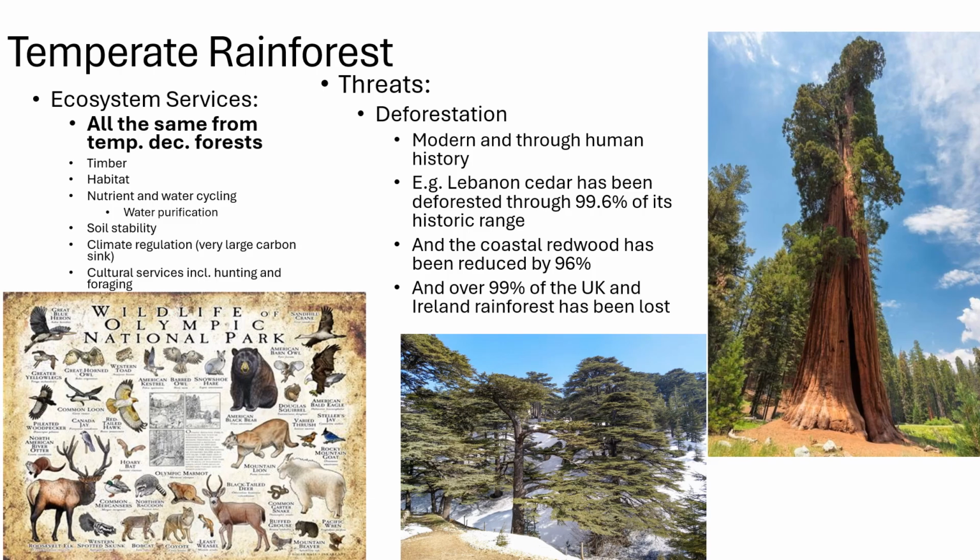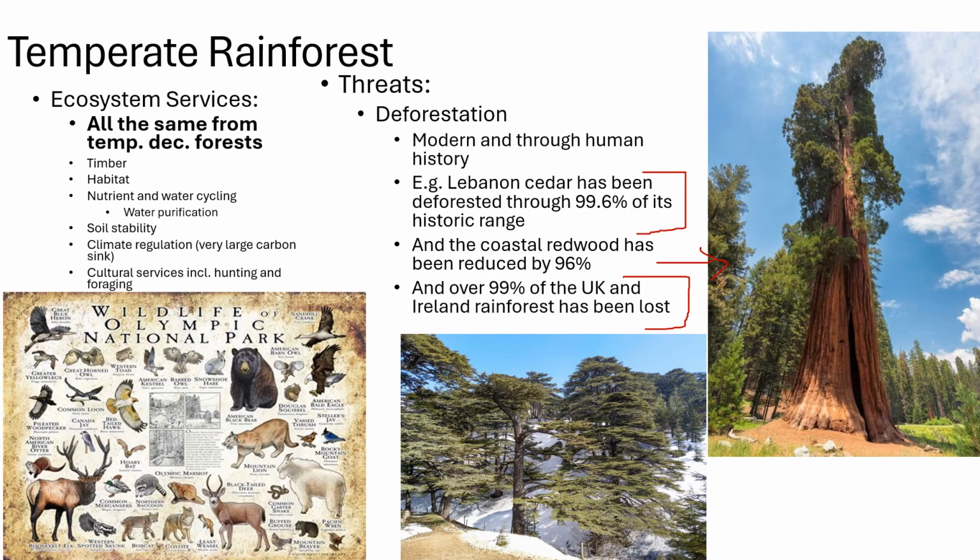The ecosystem services and the threats are more or less the same as for temperate deciduous forest, but because this is a rare biome, the deforestation is more significant, more impactful, because there's so little land mass that's covered by it. For example, historically, the Lebanon cedar forests have lost about 99.6% of their historic range. The coastal redwoods, like you see over here on the right, have lost 96% of their range, and over 99% of the UK and Ireland rainforests have been lost.